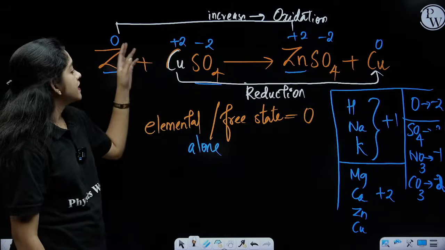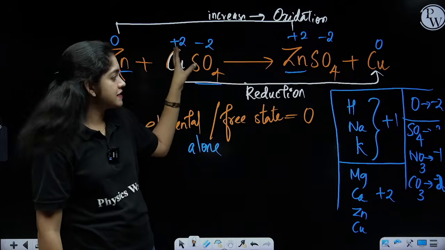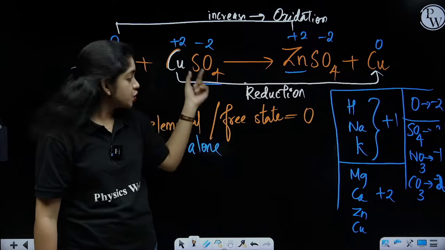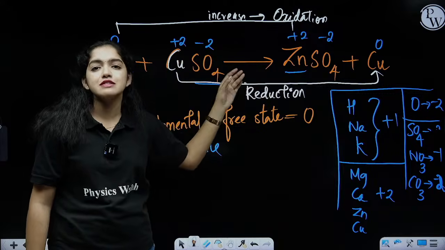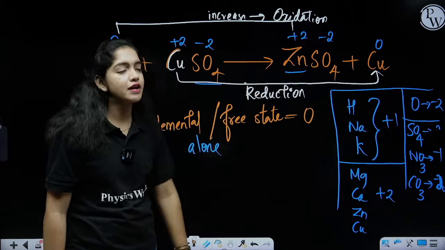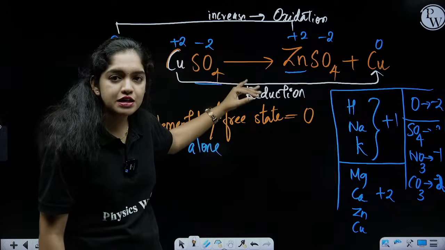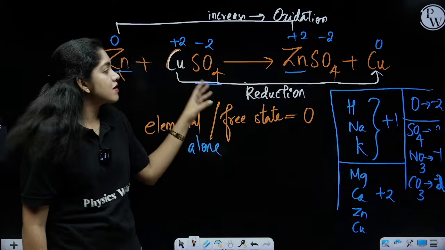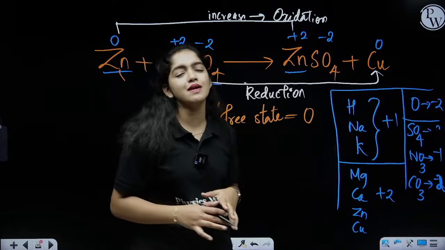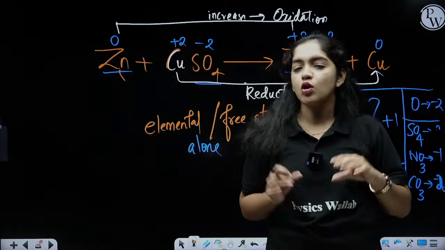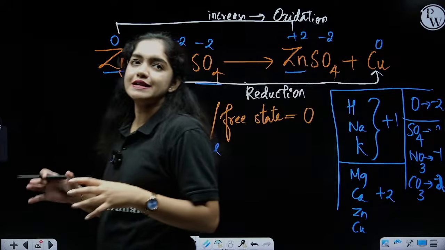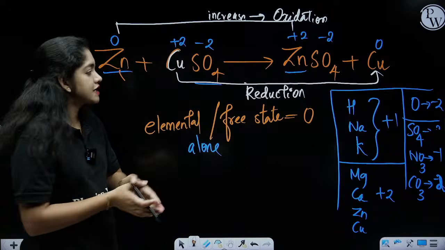Okay, so the charge decreases: +2 is changed into 0. That means the charge is decreased, and that process is known as reduction. Now, just look at the reaction. Oxidation and reduction occur at the same time. Oxidation and reduction occurring simultaneously is known as a redox reaction. That is very, very important.